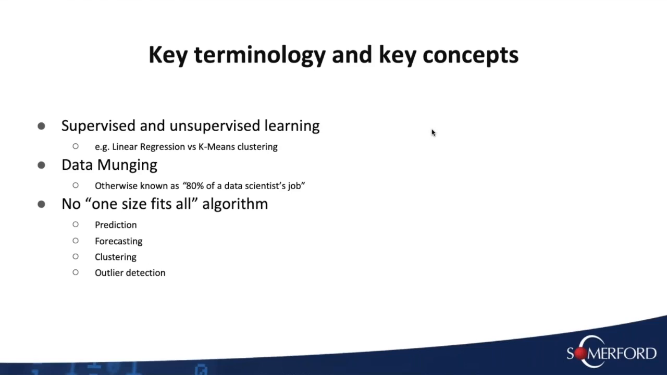And so when we talk about machine learning, we have to be very specific about which algorithm we use, which method we use, how we format the input data, and so on. You see here we've got prediction, forecasting, clustering, and outlier detection as common groups of algorithms, and within each of those you'll have many different ones.